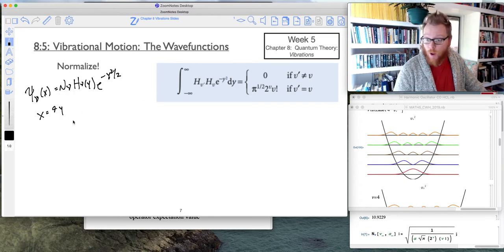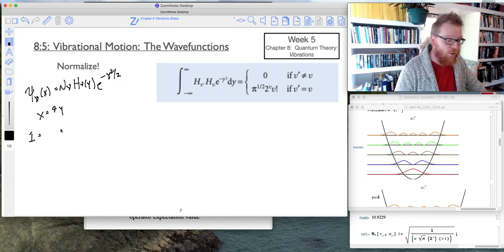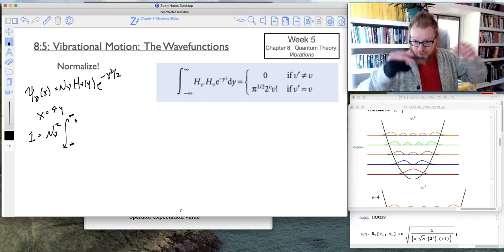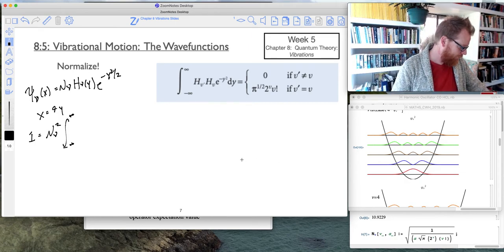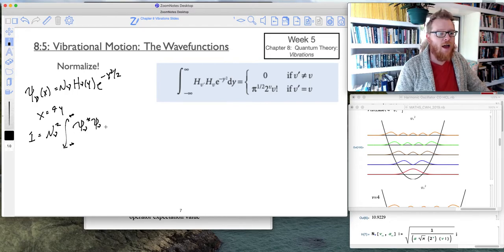And so we know to normalize this function, it's going to be given as 1 equals this normalization constant squared. And in this case, by our boundary conditions, we integrate from negative infinity to positive infinity, right? The large displacement. You can see I've got that picture right there. Okay. And that's going to be psi star psi dx, to do the normalization constant.